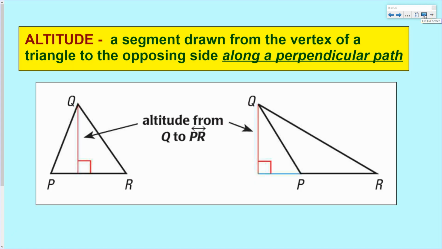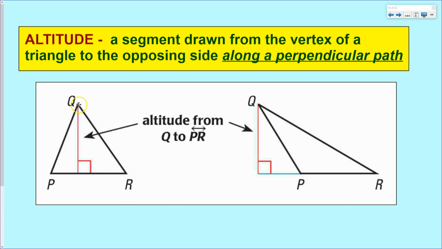Moving on, our next item of business is an altitude. So I'm going to show you a second construction today dealing with altitudes. An altitude is a segment that's drawn from the vertex of a triangle along a perpendicular path to the opposing side. And I have two examples drawn here, one with an acute triangle, one with an obtuse triangle, basically showing that an altitude is not constrained to be on the inside of the triangle.